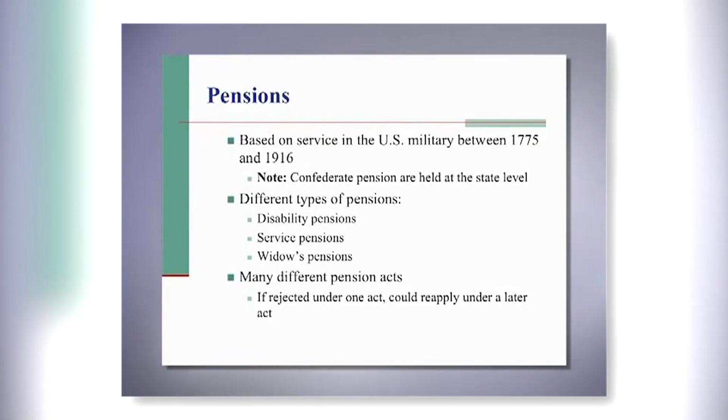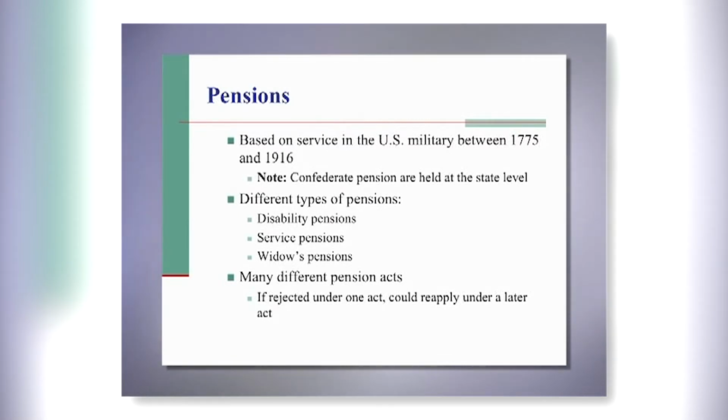Of course, the pension records that we have here at the National Archives building in Washington, D.C. document service in the U.S. military between 1775 and 1916. With one major exception, we do not have Confederate pension records. Of course, the federal government did not issue pensions to Confederate veterans. The southern states did issue such pensions to those veterans, so to find them you would have to go to the state archives, depending on which southern state the Confederate veteran was living in at the time that he applied.